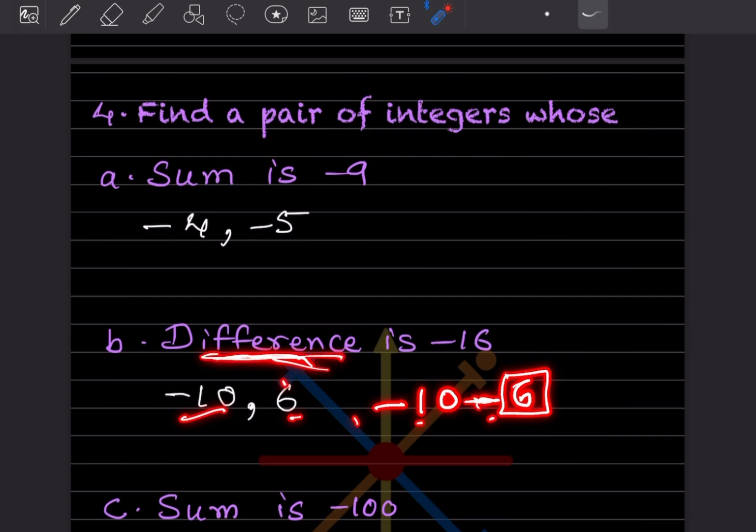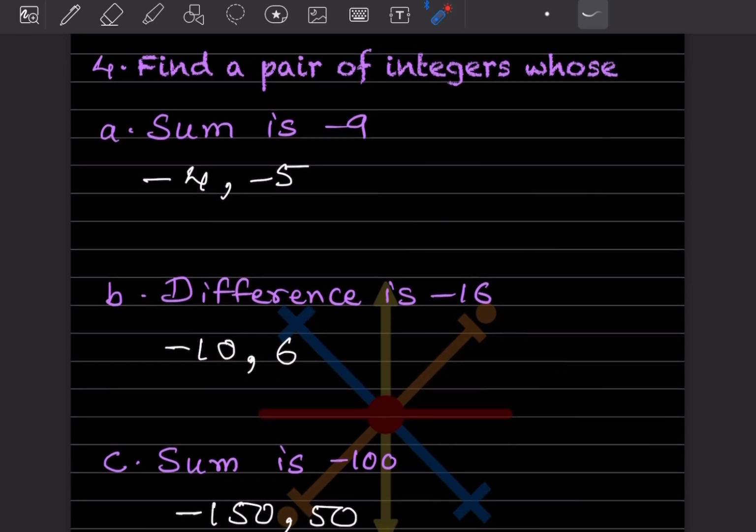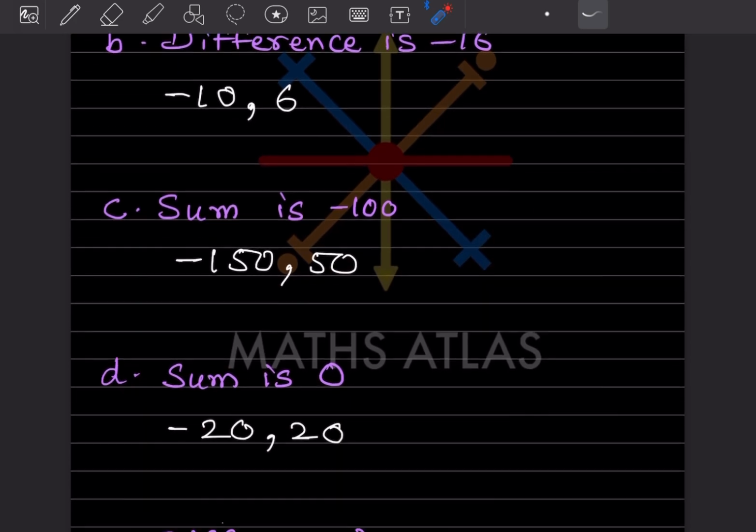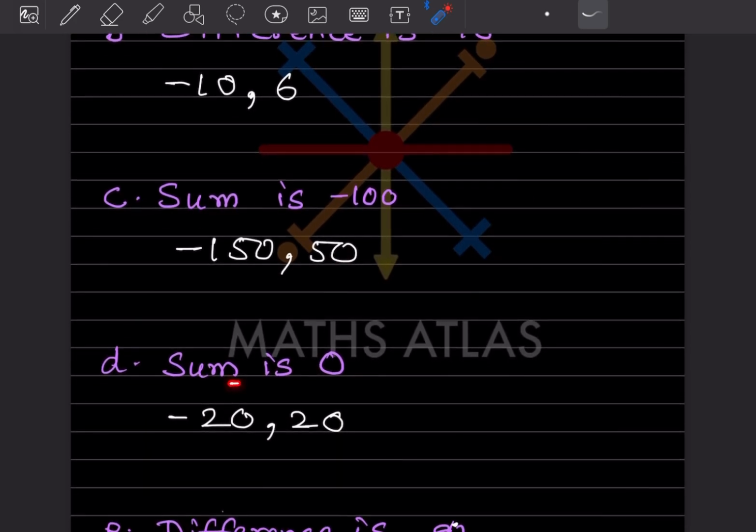So for the integers, we have to write just the integers. So that is going to be minus 10 and 6. Put a comma because we have to show the pairs. Sum is minus 100, so minus 50. Sum means plus 50, so that is going to be minus 100. So these are the two pairs. Sum is 0, so minus 20 plus 20, that is going to be 0.